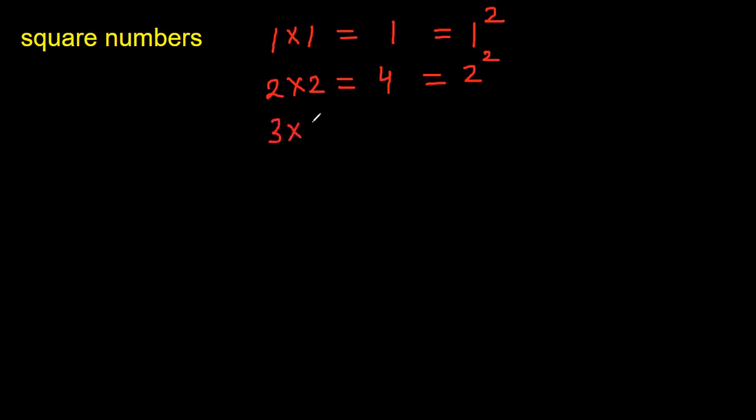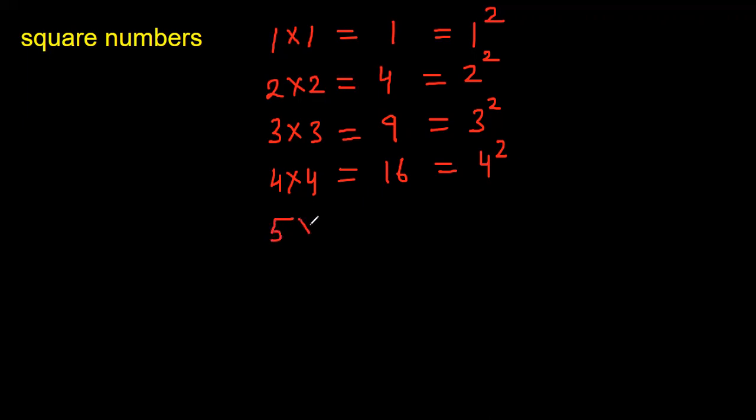Look, 3 into 3, similarly we go on and we get 9, and this number can be written as 3 square. So 9 is also a square number. Take another example, 4 into 4. Like this we go on, 16. So you can say 16 is another square number, that is the square of 4.